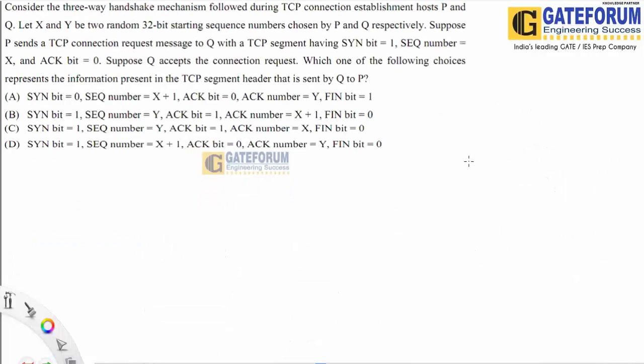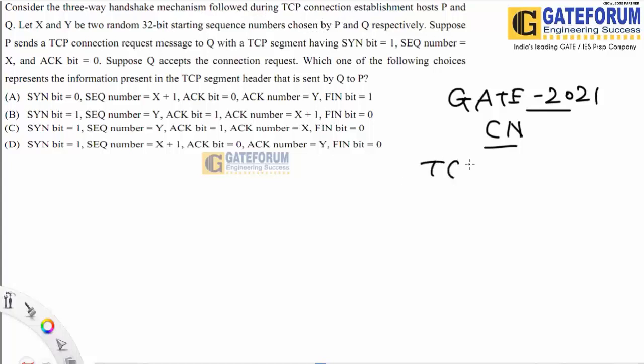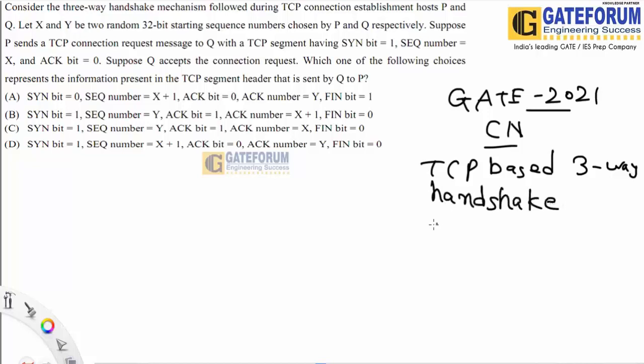We are here with one more question of computer networks, which was asked in GATE 2021. Okay, so this is a pretty simple question. Consider a three-way handshake mechanism followed during a TCP connection establishment. So it's basically a TCP based three-way handshake mechanism. Okay, this is the particular topic on which the question is being asked here.